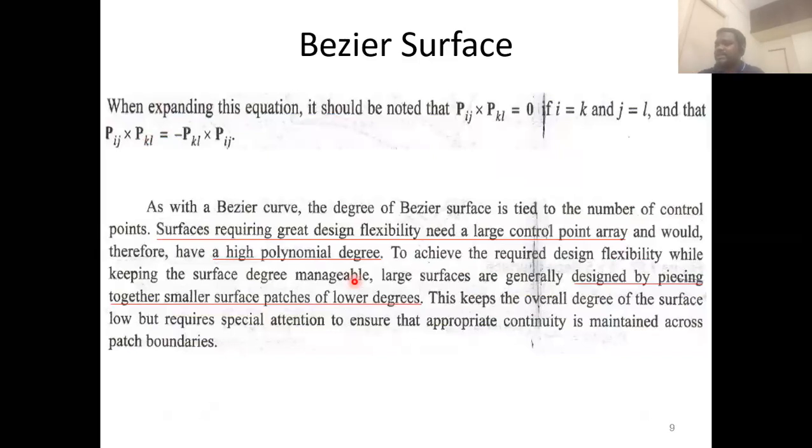Whenever two patches join, it is better to have C1 continuity, I mean velocity continuity. If higher order, you will have acceleration continuity also. By that you can maintain lower order surfaces, I mean surfaces generated with lower order curves, and at the same time you can have higher flexibility also. So this is a very important point. It is designed by piecing together smaller surface patches of lower degrees. Take small discretizations, you can say small patches, and arrange them properly.